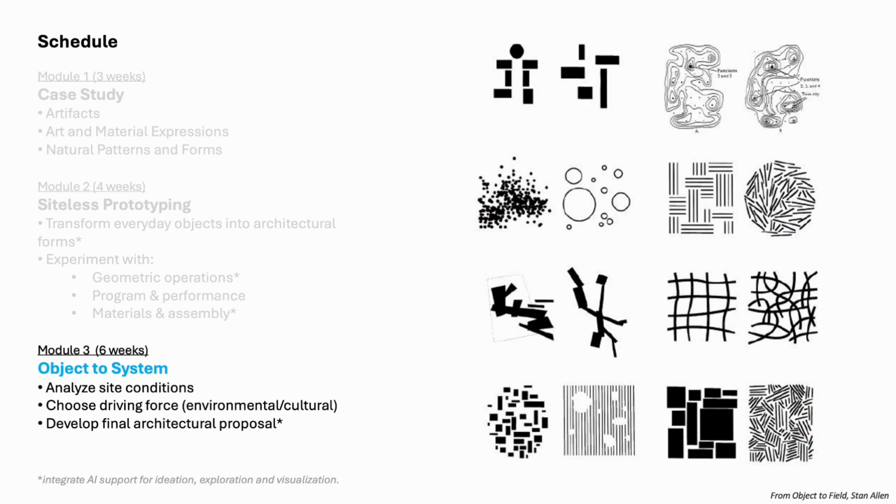Finally, in Module 3, students will transition from object to system by conducting comprehensive site analysis that considers both objective environmental factors and subjective social elements. They will select a driving force, such as environmental performance or cultural context, to guide their design development. The module culminates in refining and integrating prototypes into a cohesive architectural proposal, enhanced by AI-powered visualizations.